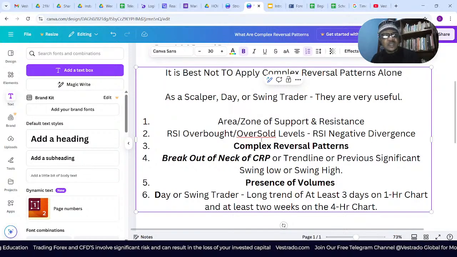However, a simple strategy I'm giving you today is to look for an area of support and resistance first of all, RSI overbought or oversold levels on whichever time frame you're looking at, RSI negative divergence on whichever time frame you're looking at, complex reversal patterns, breakout of the neck, presence of volume. Okay, and sometimes you might want to look at the timing: 3 days on the 1 hour, 2 weeks on the 4 hour. So that's how it is.